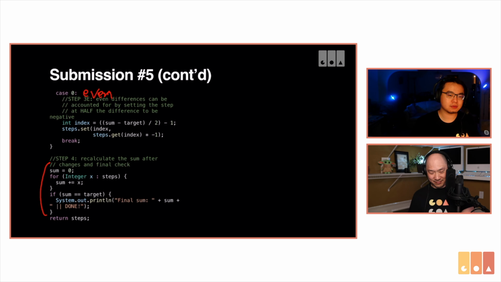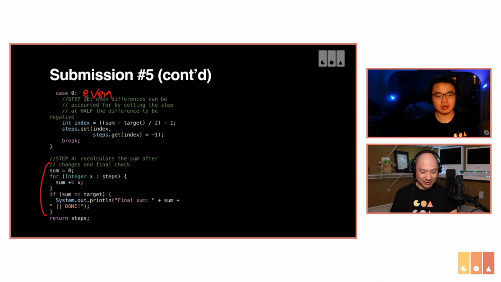And actually this is pretty redundant because whether or not we hit the target doesn't matter, because at the end of the day, you're going to be returning the steps. So maybe he left it in for debugging, but actually you could just take it out and it wouldn't affect the solution at all. If it's wrong, then you're going to return a wrong answer.